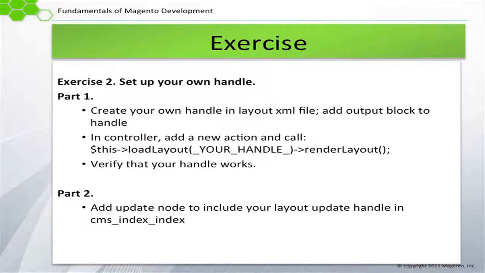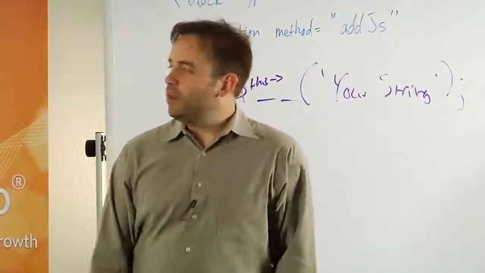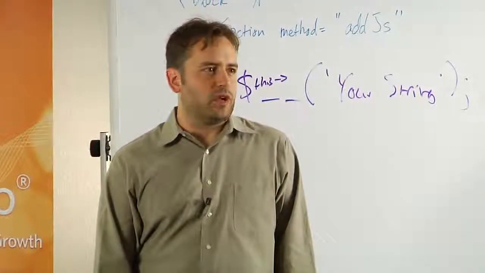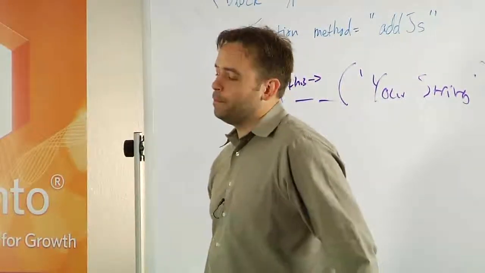Okay. Exercise time. Getting the exercises out of the way early. All right. Create your own handle in layout XML file. Add output block to handle. In controller, add a new action and call. Add update node to include your layout update handle in CMS index. Okay. So, again, to remind, yesterday we made a layout file for our module, I believe. Yeah? Cool. All right.